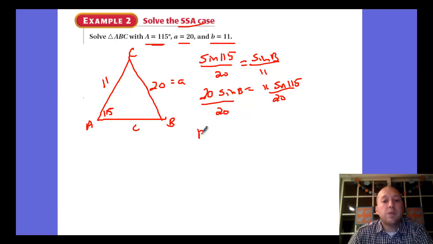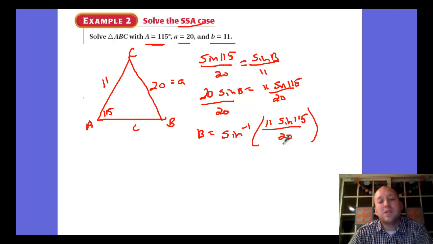And then to find B, we are going to do the inverse sine of that quantity, 11 times sine 115 all over 20. So you plug this in, try to keep the decimal. Don't round it at all. You should find a value for B that's 29.9 degrees. So now we can add that to 115 and then subtract that from 180, and you find a value of 35.1 for angle C.